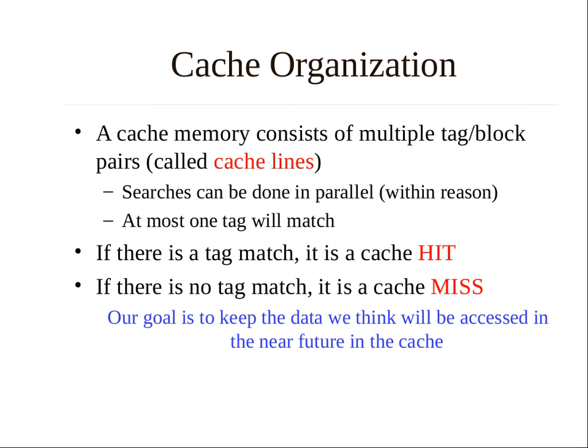Quick organization. Cache memory consists of multiple tags and blocks. Obviously, you're going to have more than one piece of memory inside your cache. And when you put them in a pair, the tag and the block, it's called a cache line. If there's a tag match, that means it's in the cache. So that was a cache hit. If it wasn't in the cache, it's called a cache miss. Our goal is to keep the data we think will be accessed in the near future in the cache. That is the purpose of cache designs.